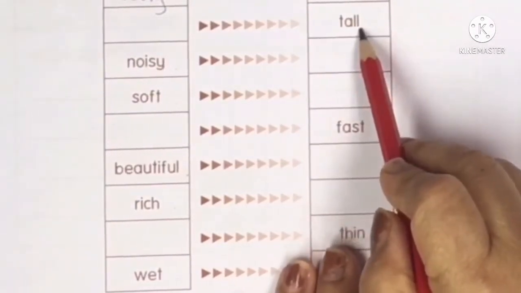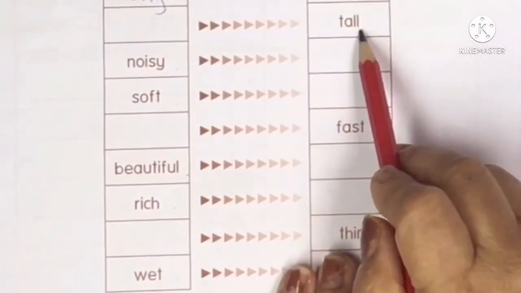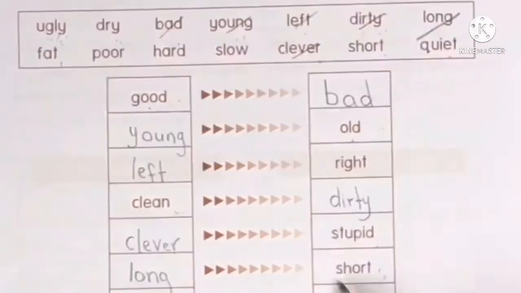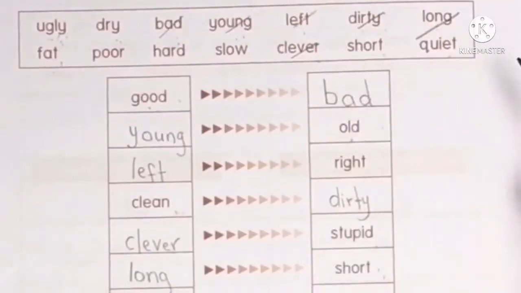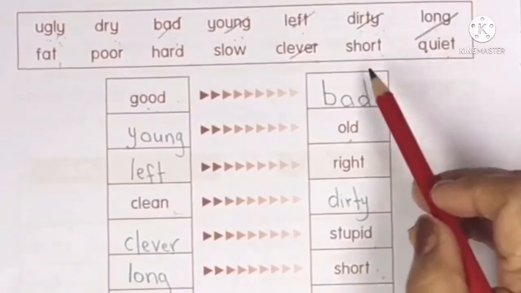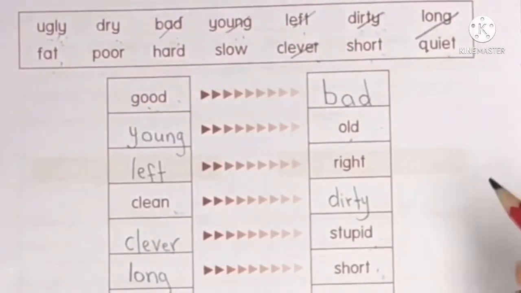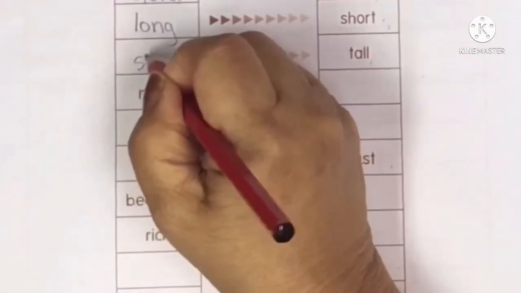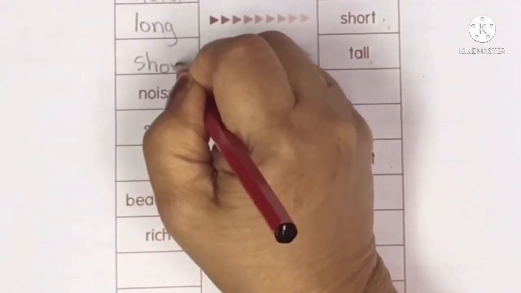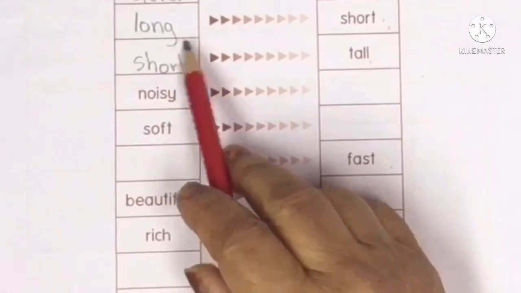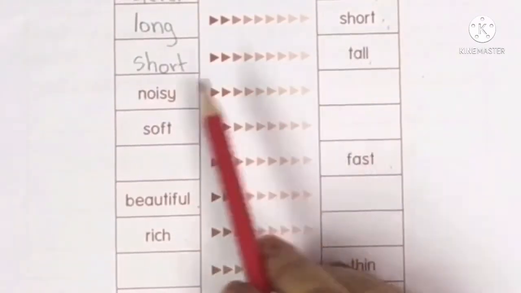The next one is tall. A person is tall. So if he is not tall, then what is he? Is he quiet or is he short? Short. Yes, so we have two shorts here. One is long, short. One is tall, short.